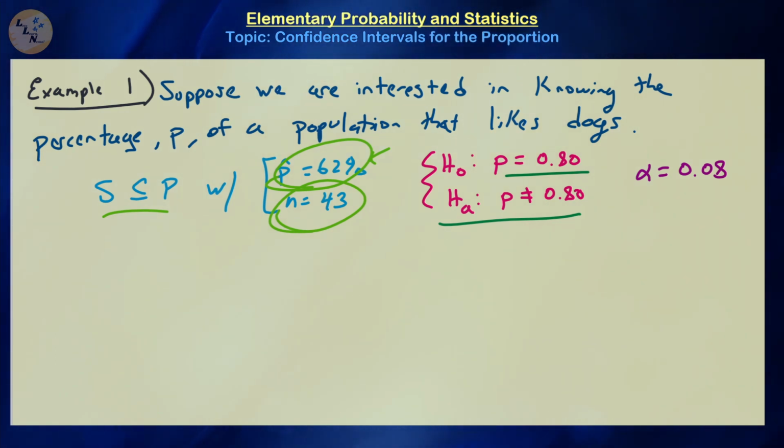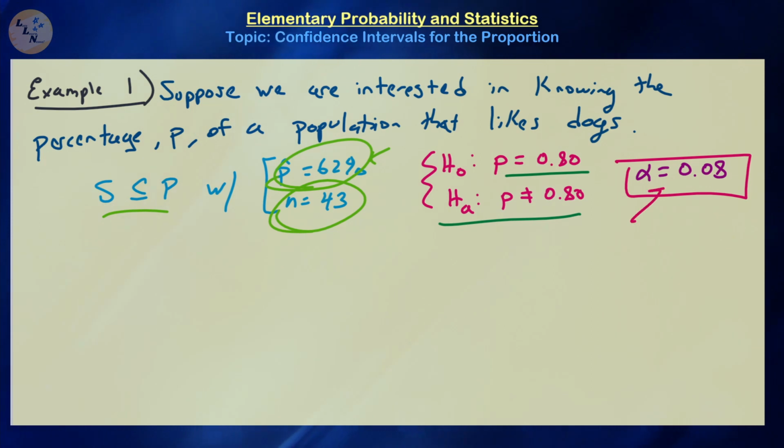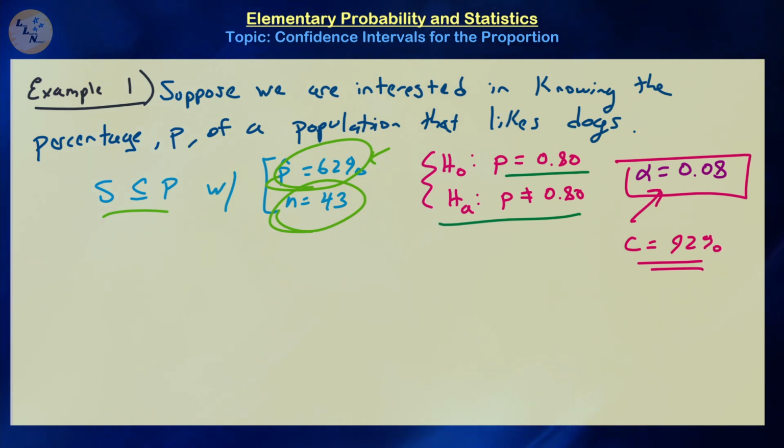Let's assume that we want to commit a type 1 error 8% of the time, so we're going to be letting alpha be equal to 8%, forcing our level of confidence to be 92%. How would we go about constructing a confidence interval for the population proportion and then concluding this hypothesis test? So, quick solution, not quite hard.